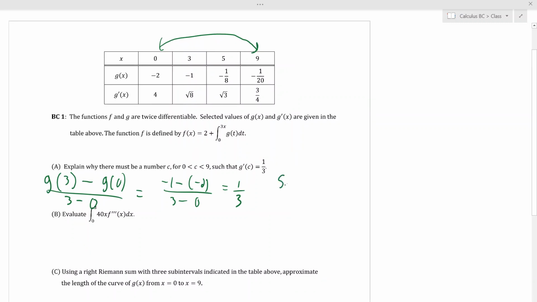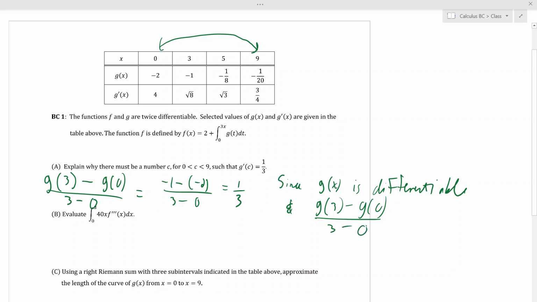So we're going to write, since G is differentiable, because it tells us that in the question, right? And we could have tied this all in together here, but I'm going to rewrite it. This equals a third. Boom. There must be at least one x value.